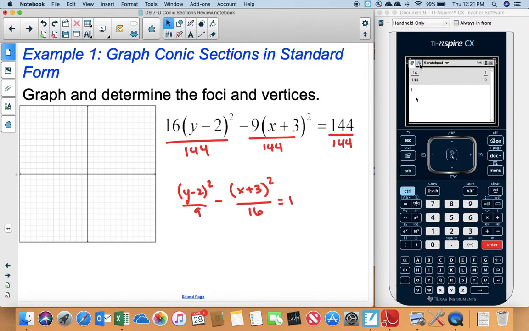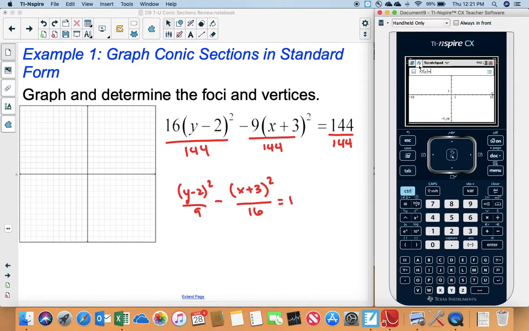Now we could go graph this in our calculator. The way to graph it is when you're over in graph, you would go menu, graph entry, and you'll choose relation, which is number 2, and you could just type in the equation here. Or honestly, you could type in the original if you want to make sure you didn't make a mistake. You could say 16 times y minus 2 quantity squared minus 9 times parentheses x plus 3, and we square that and set that equal to 144. Now that should give me my picture as well. You can see it's a vertical hyperbola. But I'm going to go off of this though.